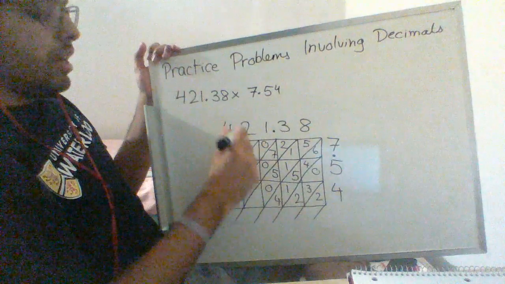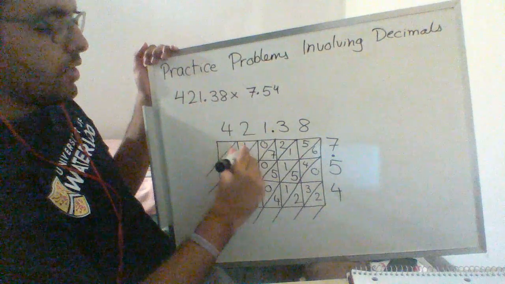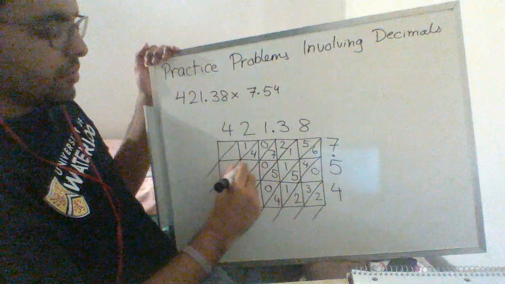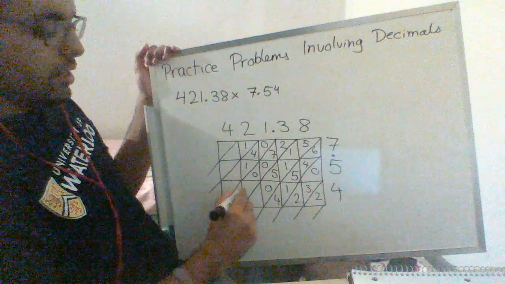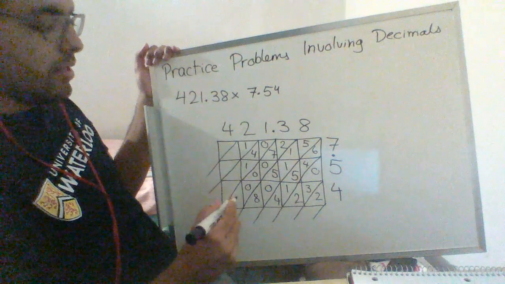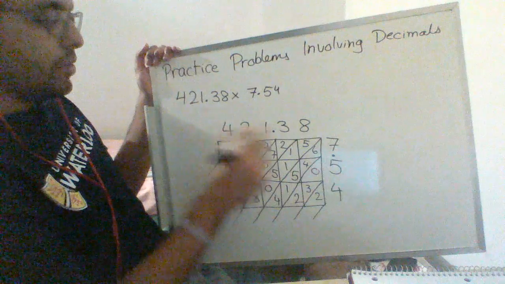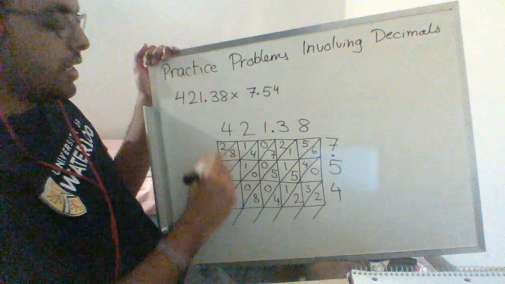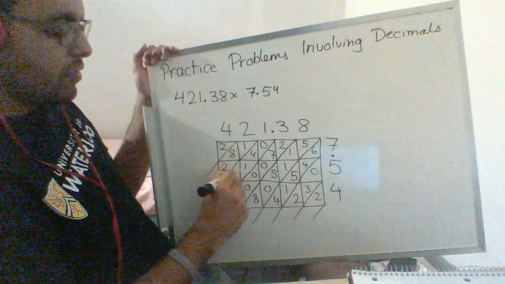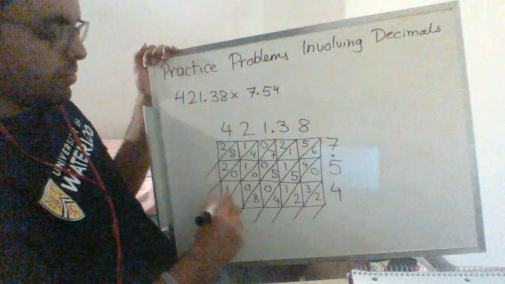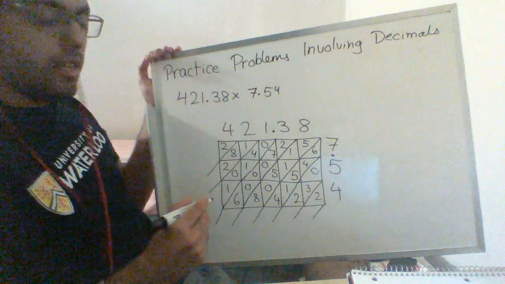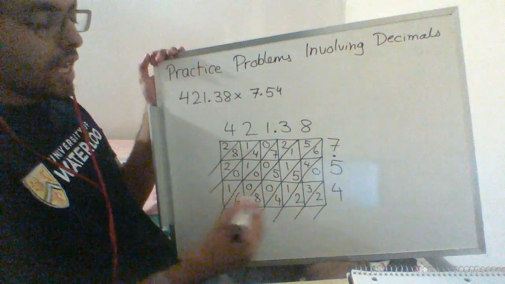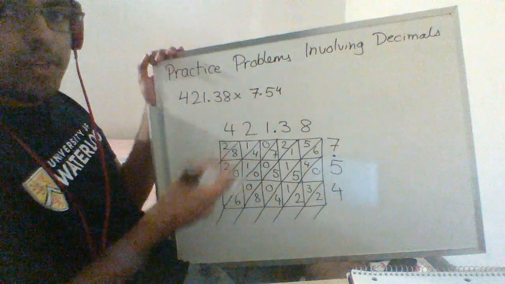the other ones. Now moving on, we get 2 times 7 is 14, 2 times 5 is 10, and 2 times 4 is 8. And then the last one, we get 4 times 7 is 28, 4 times 5 is 20, and 4 times 4 is 16. Now we just add them up, diagonal by diagonal.